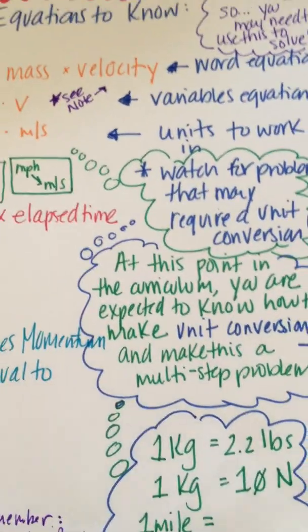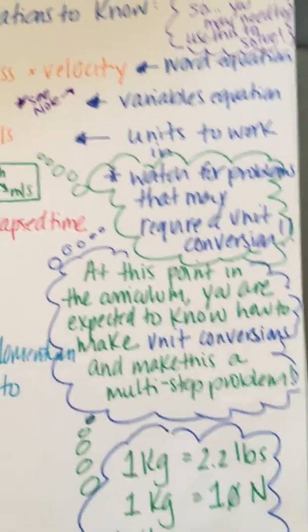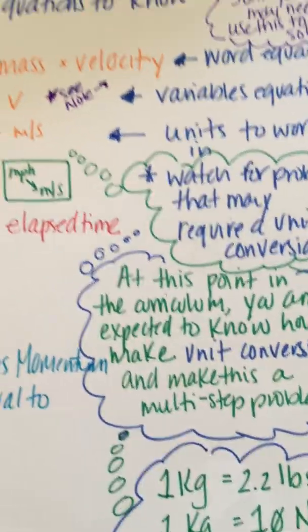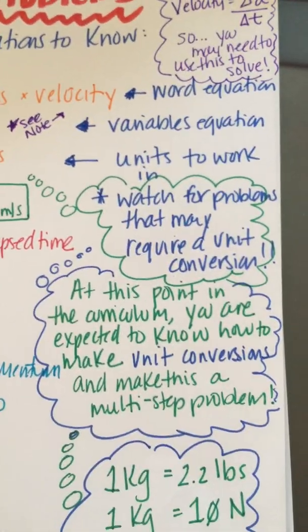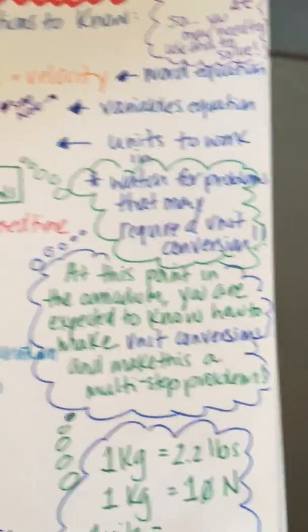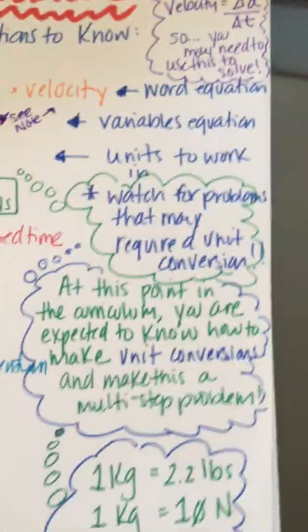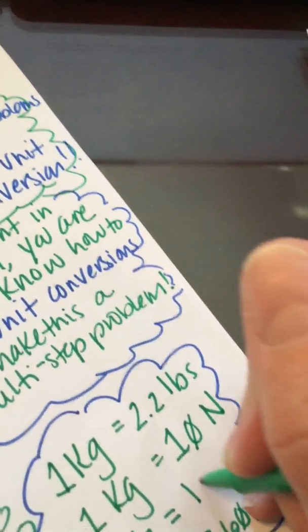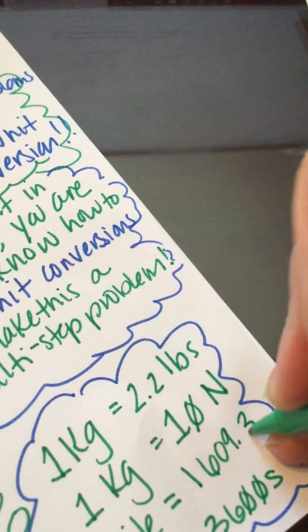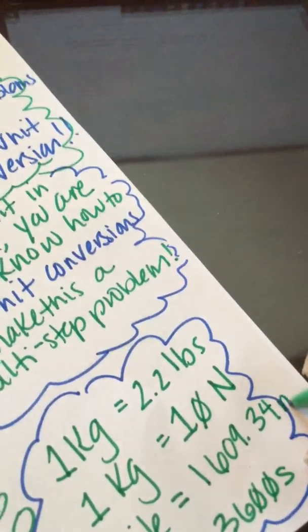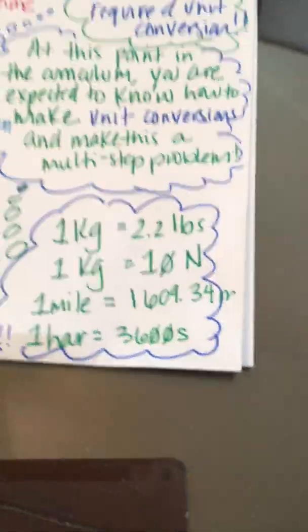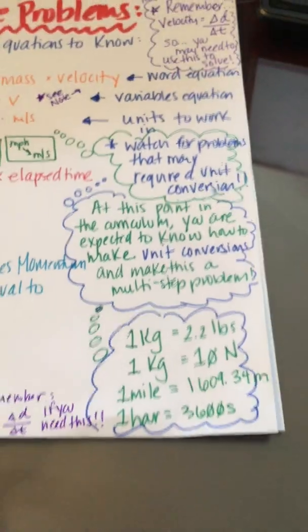So let's double check that here. How many meters are in a mile? 1609.3. One mile is 1,609.34 meters. Okay, I'm going to put up a photograph of this worksheet as well for you.